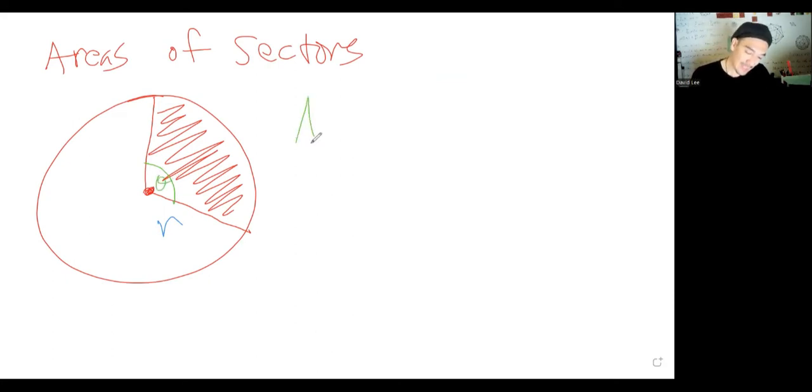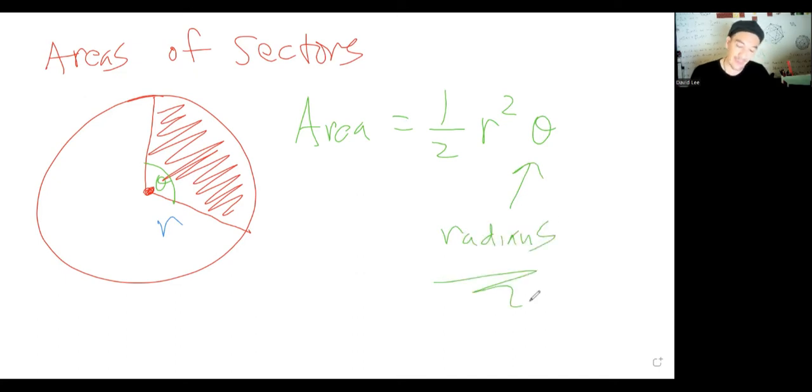And the formula goes like this. Area equals 1/2 r squared theta. And again, we remind our students that our angle theta must be in radians. The angle has got to be in radians.